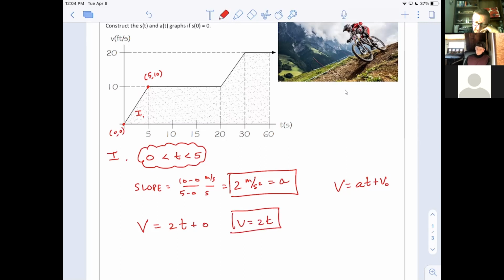And again, let's just check and make sure that works. That means at 0 seconds, the velocity would be 0. At 1 second, it'd be 2. 2 seconds, it'd be 4. 3, it'd be 6. 4, it'd be 8. 5, it'd be 10. Yeah, that makes sense. That's increasing linearly.